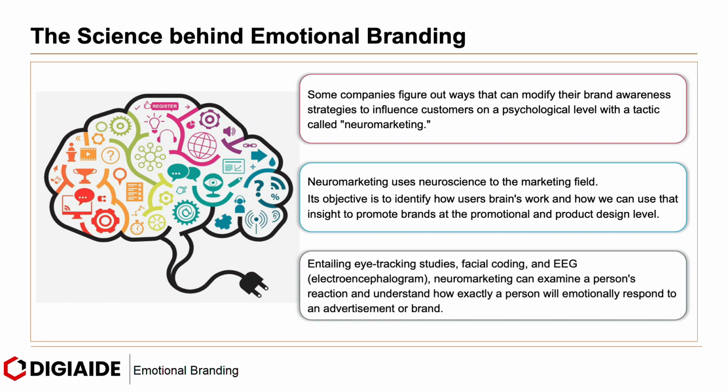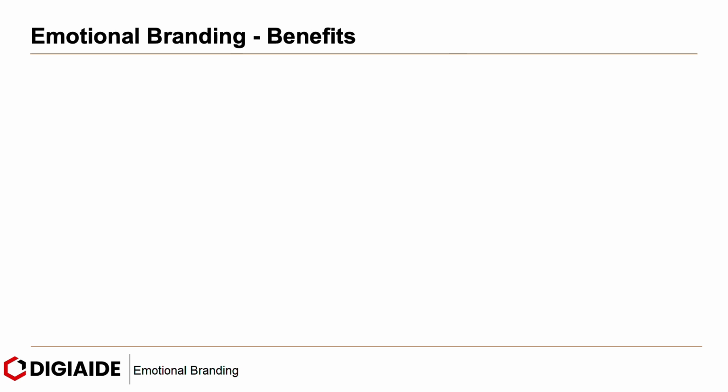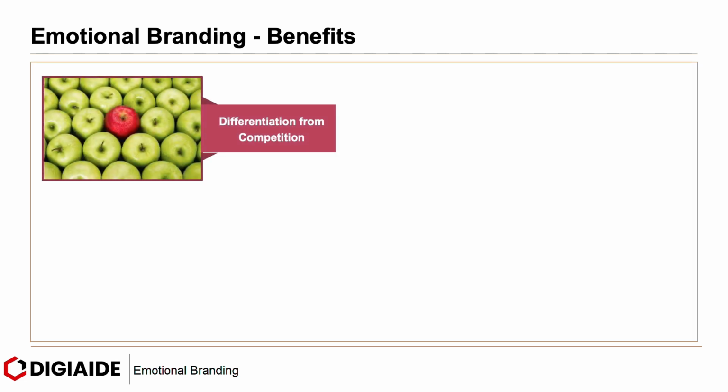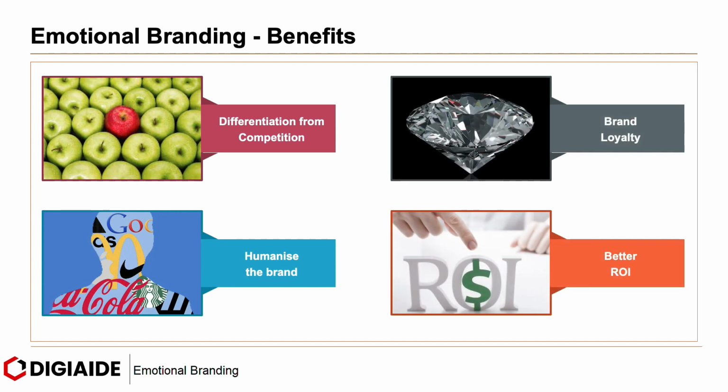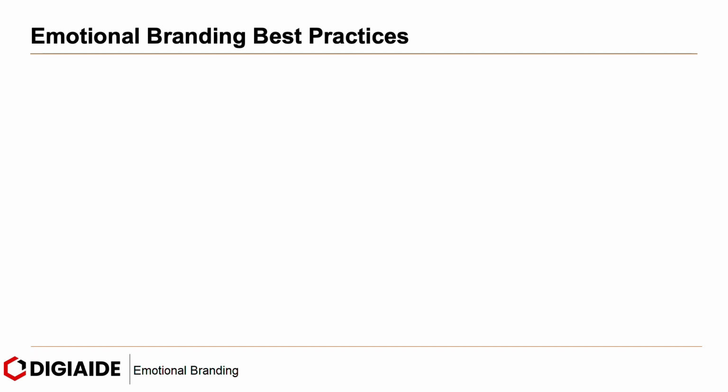Entailing eye tracking studies, facial coding, and EEG, neuromarketing can examine a person's reaction and understand how exactly a person will emotionally respond to an advertisement or brand. Some of the benefits of emotional branding are differentiation from competition, humanized brand loyalty, and better return on investment. Now let's look at some of the best practices involved in emotional branding.